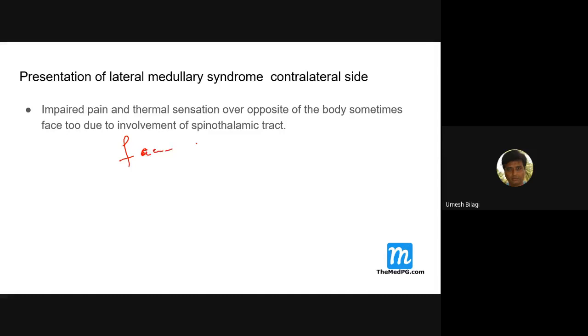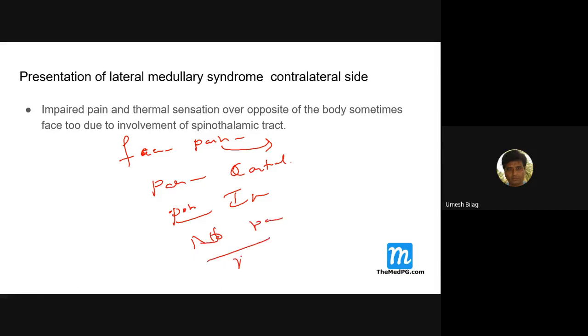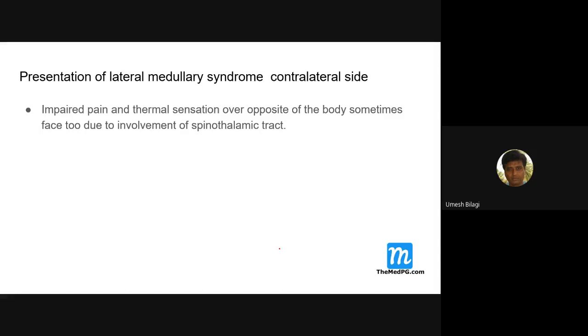Face, pain is gone. That is because of the lower motor neuron actually. But pain over the rest of the body is contralateral. Posterior column, it is always ipsilateral. There is no paralysis. Ataxia due to vestibular nerve or cerebellar, both.